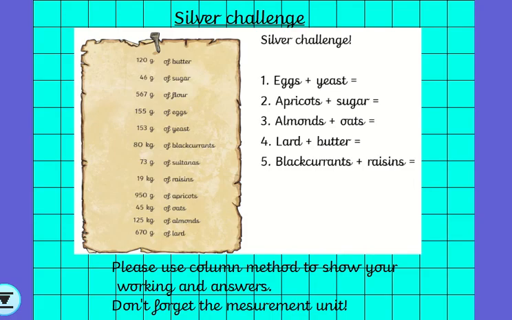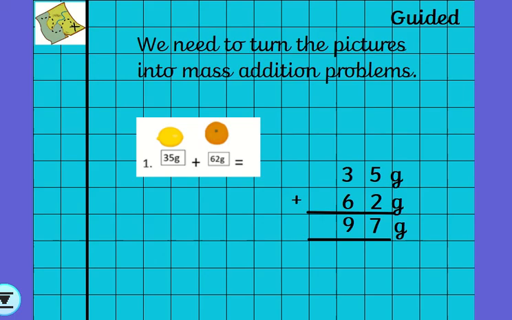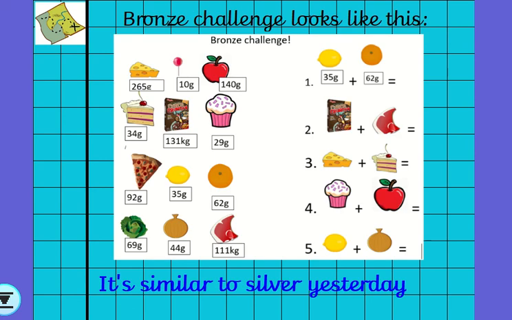Right then, bronze. Oh, bronze. Let's go back to bronze, sorry. So there is your bronze challenge. Please complete bronze first. Remember to use column method.